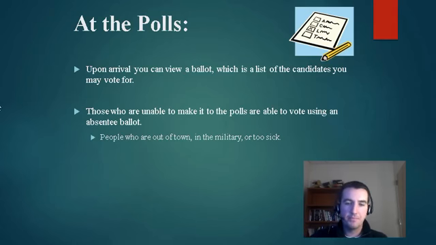If you actually can't get to the polls, there's a way that you can vote. It's called an absentee ballot, and it's something you can use to mail in. Not everybody gets that, but people who are sick, out of town, or in the military have the option of that.